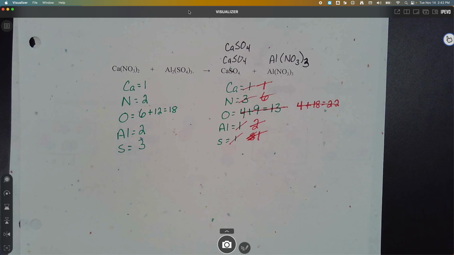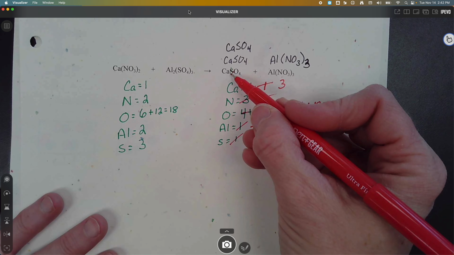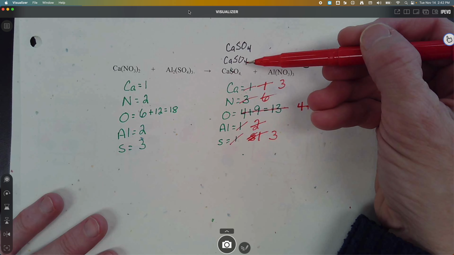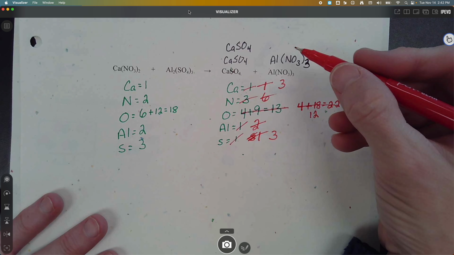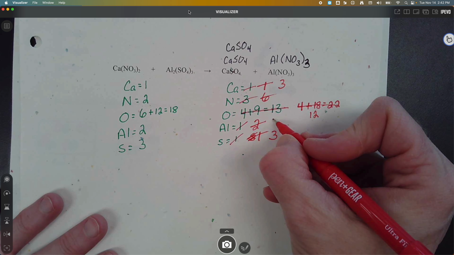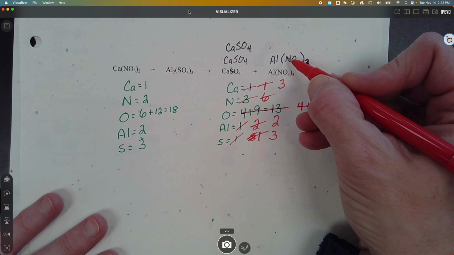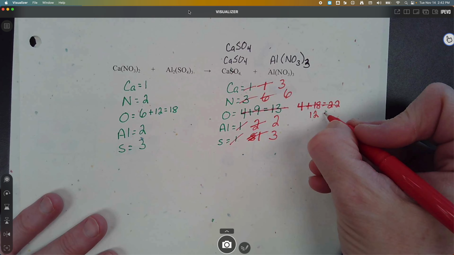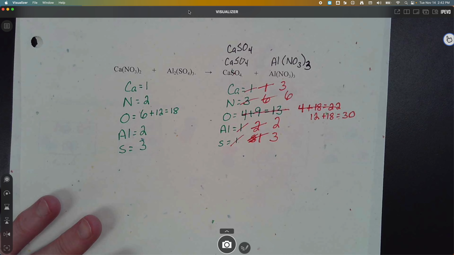Every time you change something, you recount. Okay, calciums. 1, 2, 3. Sulfurs. 1, 2, 3. Oxygens. 4, 8, 12 there. Aluminums. 1, 2. Nitrogens, the 3 is distributing in. 3, 6. Oxygens, 9 here and 9 more is 18. I'm up to 30.